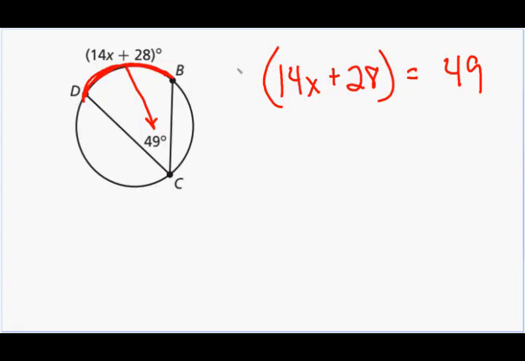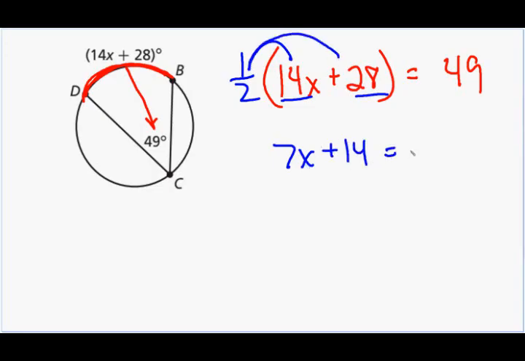And what I could do is either distribute a 1/2 here, or on the other hand, I could just multiply the other side by 2. I think in this case, I will distribute the half over here because both of these numbers are even. Half of 14x is 7x. Half of 28 is 14. And that's equal to 49.